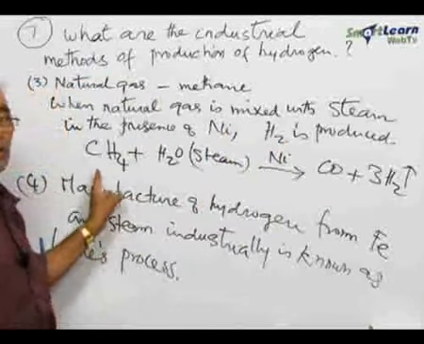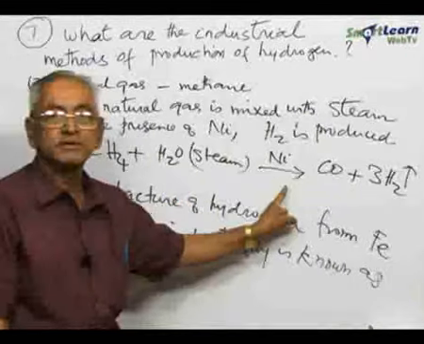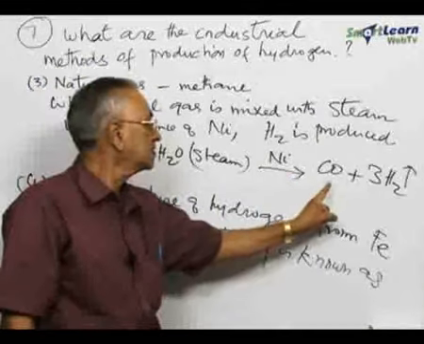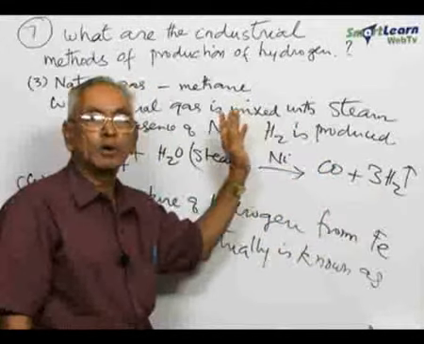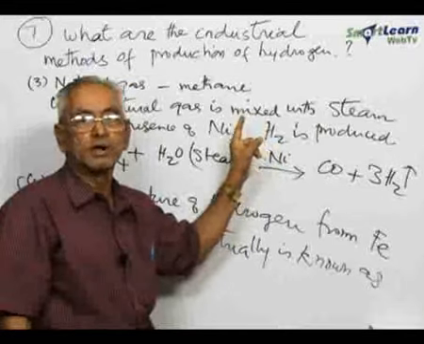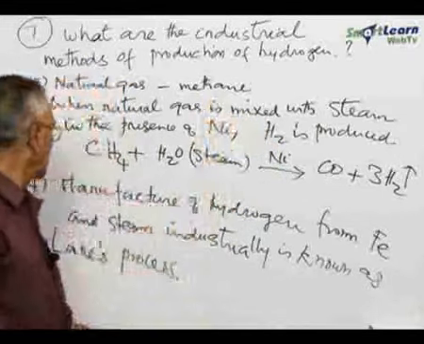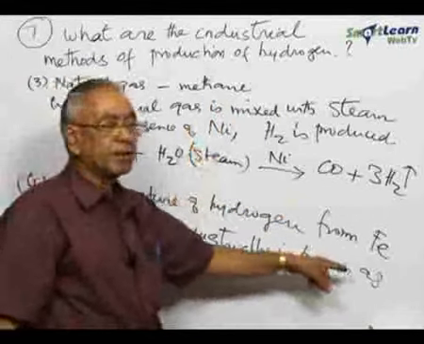Now this is the equation for that: CH4 plus H2O in the form of steam, in the presence of nickel as a catalyst, gives carbon monoxide, liberating hydrogen. This is one of the important sources of hydrogen, available from natural gas from the petroleum source, that is, from methane.